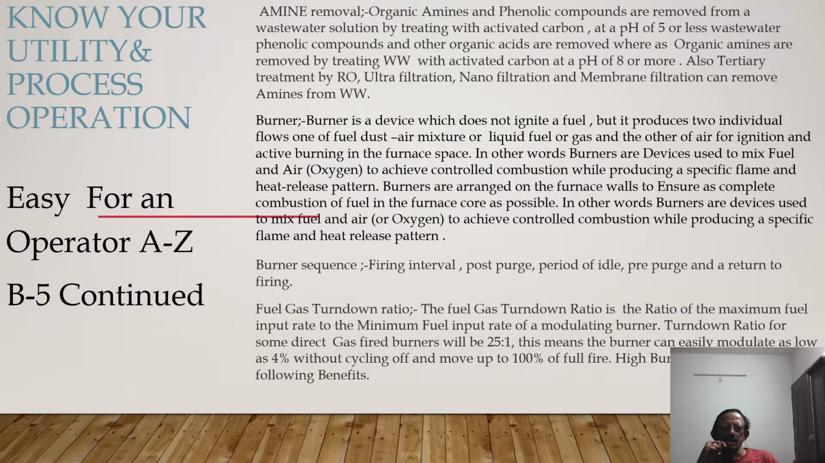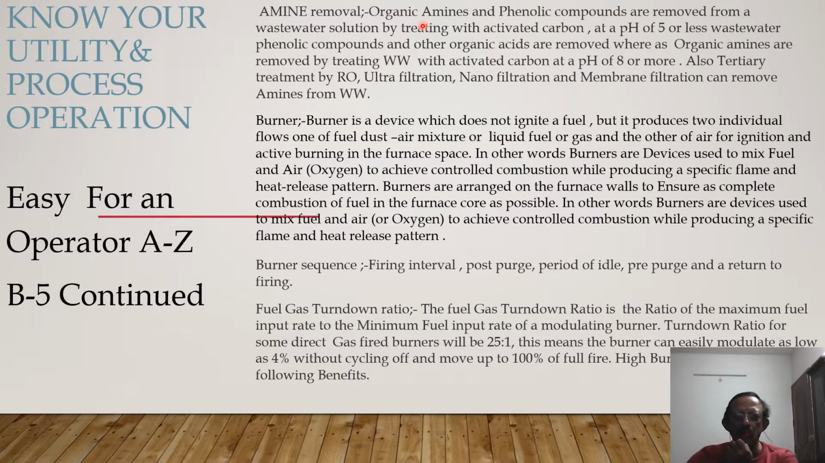Hi friends, in this episode we will see some more important terminology starting in B and also answer two questions asked in the comment box. One is amine removal from wastewater and another is fuel gas turn down ratio. Amine removal from wastewater can be done by adding acid or caustic and passing through an activated carbon bed.